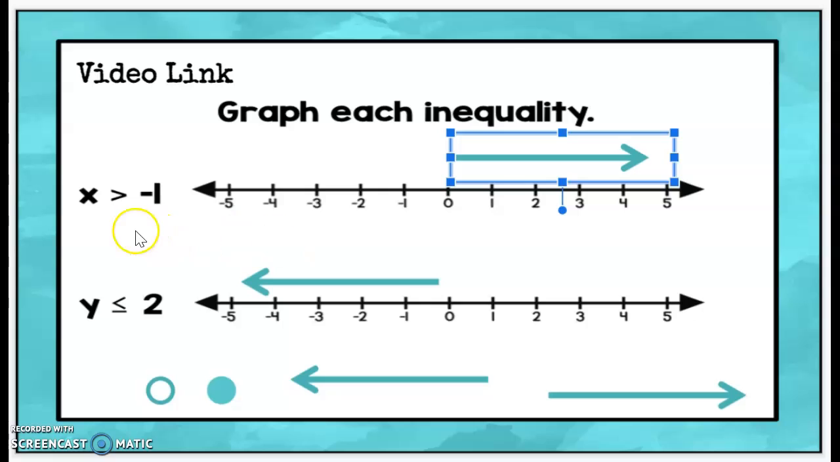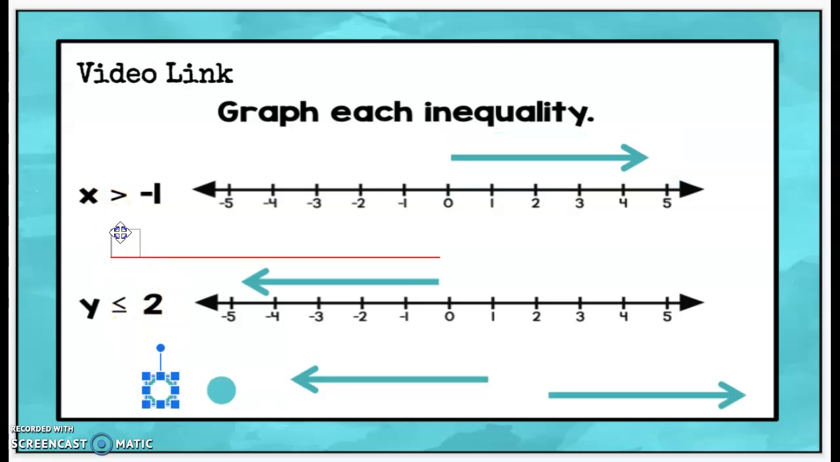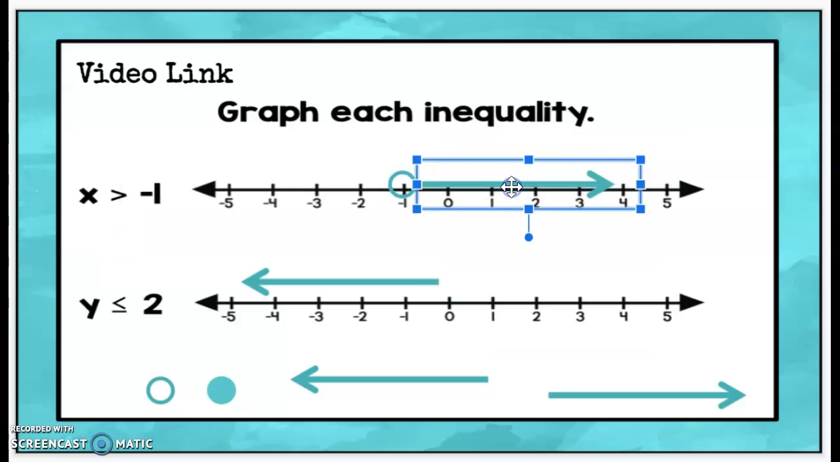open or closed. So if we look at our inequality sign, it doesn't have a line underneath it. So I know that my circle is going to be open. And it's going to start at -1. So I'm going to go to -1, and I am going to put that there, and then I will match up my arrow like that.